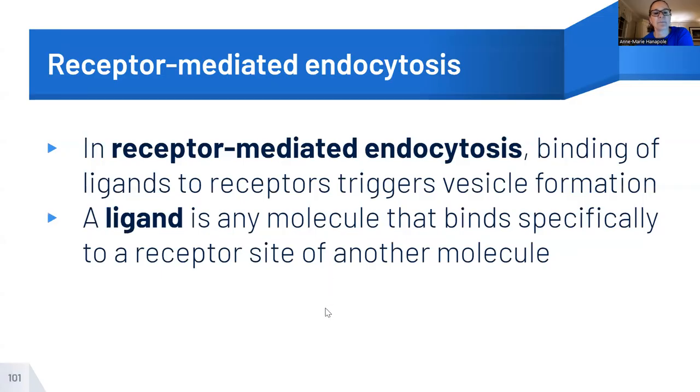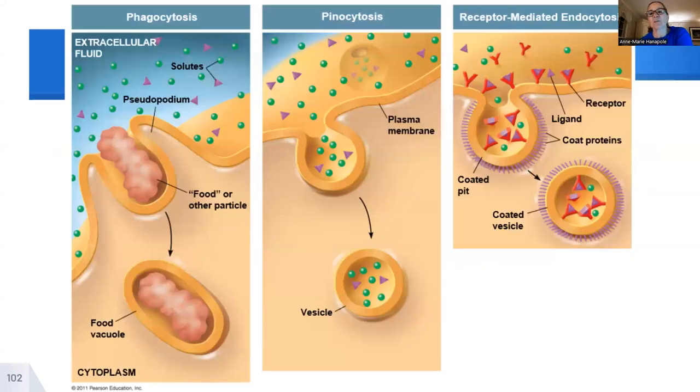And then the third kind is receptor-mediated endocytosis, where there is a receptor protein on the cell membrane that will bind to a molecule, called a ligand, and then bring that specific molecule into the cell. And so here you can see those red molecules are on the surface, and they will attach the molecules that need to come into the cell, which are the little purple triangles. And so it pinches off and brings in a very specific molecule. So it's kind of like a lock and key, bringing that specific molecule into the cell.